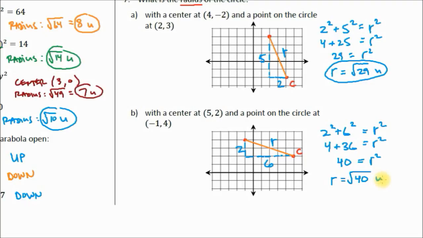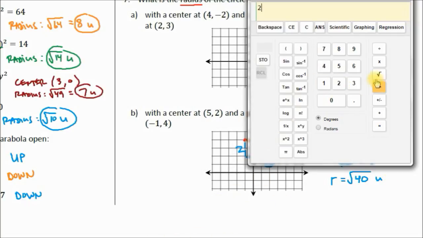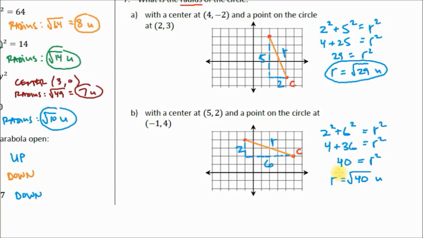And again, it's not a perfect square. If I put that in my calculator, square root of 40, that has a decimal, so we're not going to change it to a whole number. Our radius here is the square root of 40. All right, we'll stop this video and we'll start up again on question number 8.